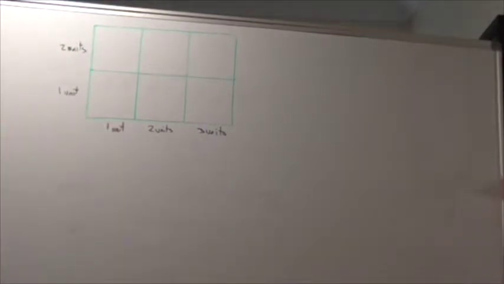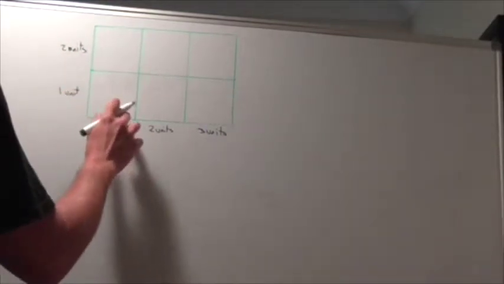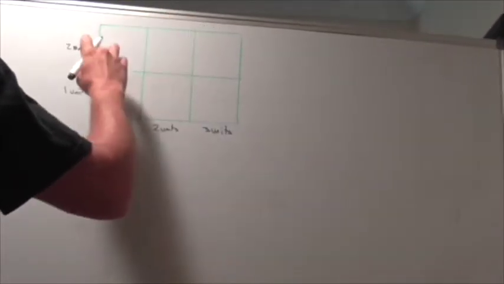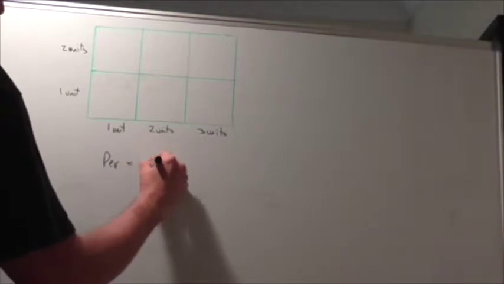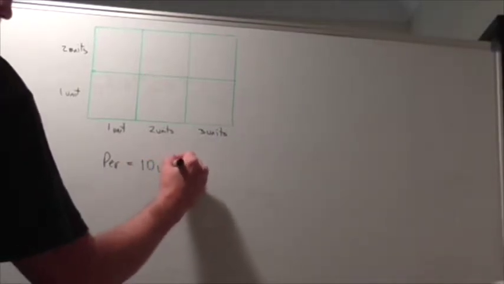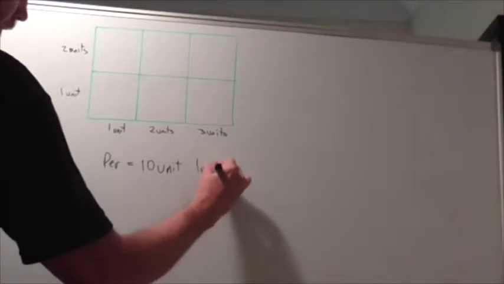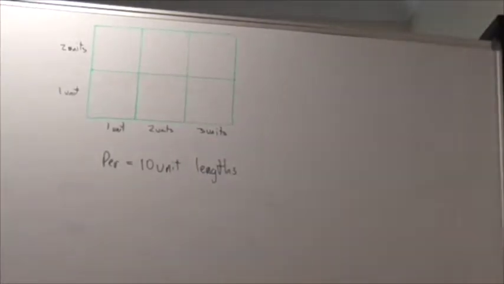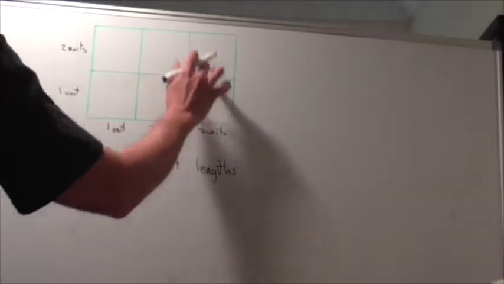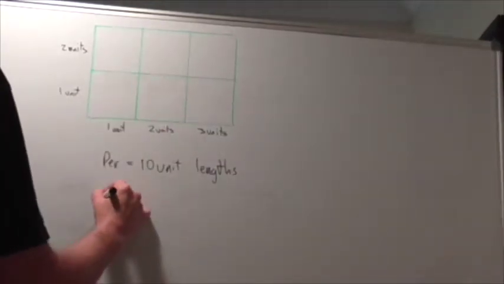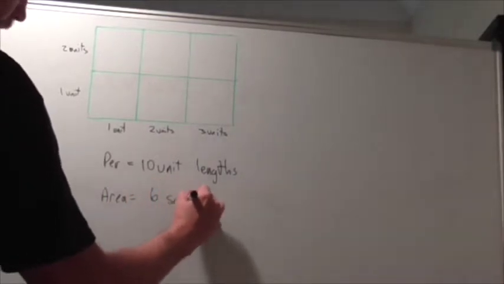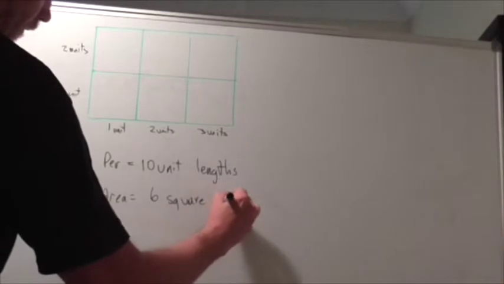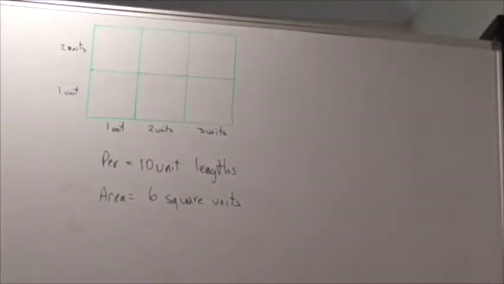So what we've got represented here is a perimeter of 1, 2, 3, 6, 8, 10. So we've got a perimeter equals 10 units, or 10 unit lengths. And our area is 1, 2, 3, 4, 5, 6 square units. That's very, very important to understand.